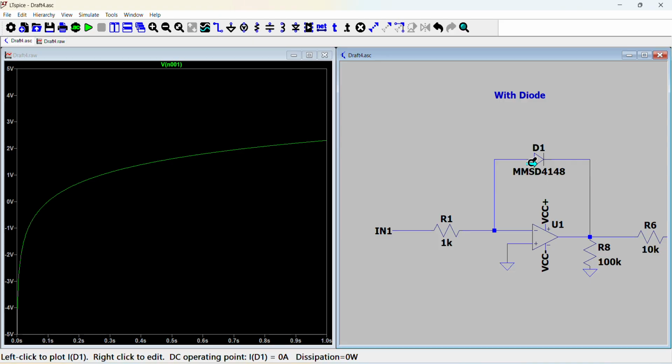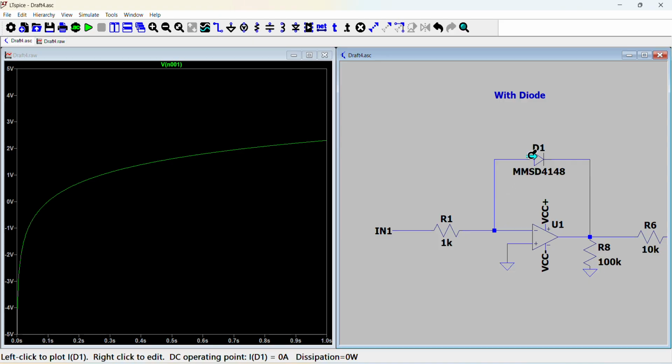So how does a log amp actually work? A log amp works by putting a component into the feedback network of an op amp, which changes its current exponentially with the voltage across it. So that's how it introduces this log calculation into the circuit.